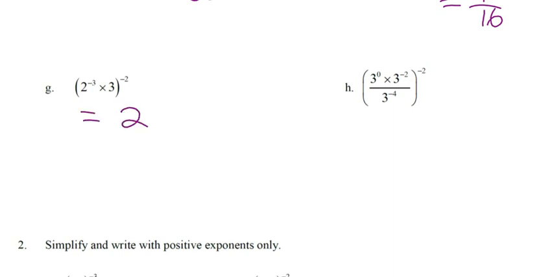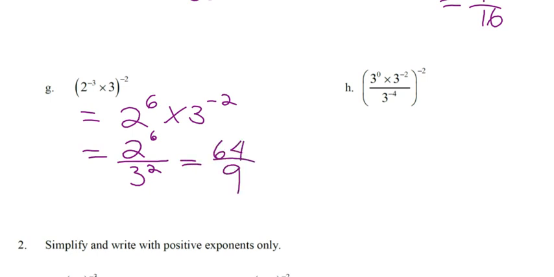All right, so I'll just do these as we go. So G is a product to a power. And the first part of the product is a power, so it becomes a power to a power. It becomes 2 to the negative 3 times negative 2, which is 2 to the positive 6. The 3 has an exponent of 1, so it becomes 3 to the 1 times negative 2, which is 3 to the negative 2. We're going to flip the 3 down below where the exponent becomes positive and then evaluate.